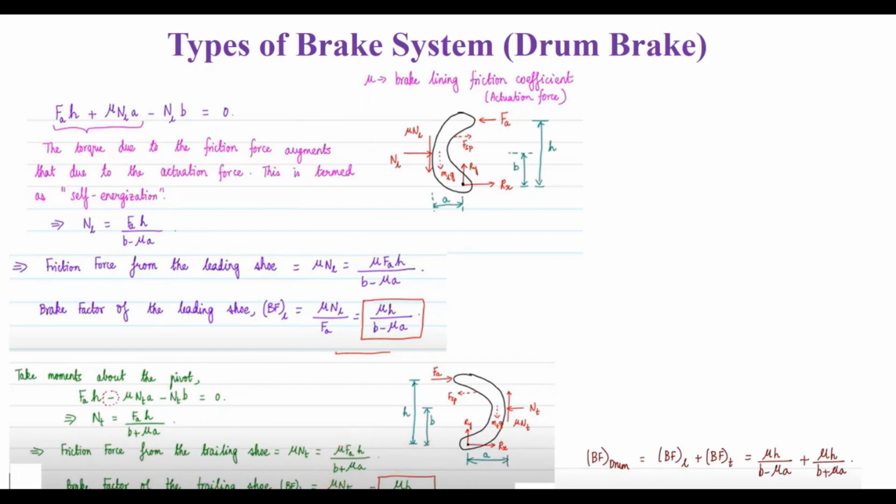And now the brake factor for the trailing shoe is given as BFT, which is nothing but the ratio between the friction force from the trailing shoe to that of the actuation force. So that is nothing but nu H by B plus nu A. Now what is the overall brake factor for a drum? The brake factor for the drum is the brake factor for the leading plus the brake factor for the trailing. So when you add these two, nu H divided by B minus nu A plus nu H by B plus nu A. This is the overall brake factor for the drum brake.